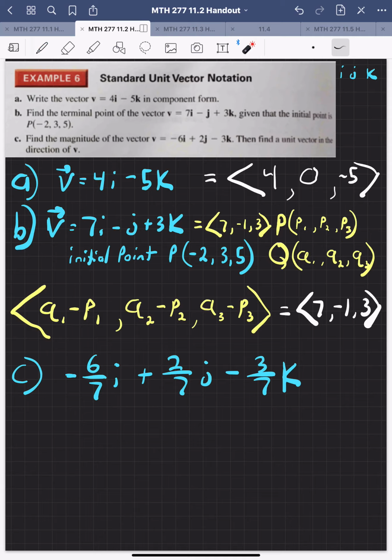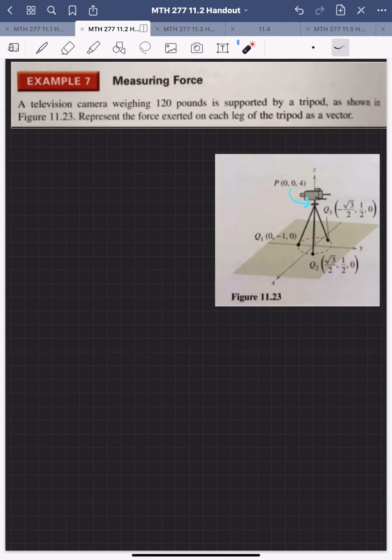All right. So this is going to be the last question for this section. So ready? Let's see some of this in an application. So what do we got here? We got a television camera that weighs 120 pounds. So here's your television camera. We know its weight is 120 pounds, and it's supported by 3 legs, a tripod.